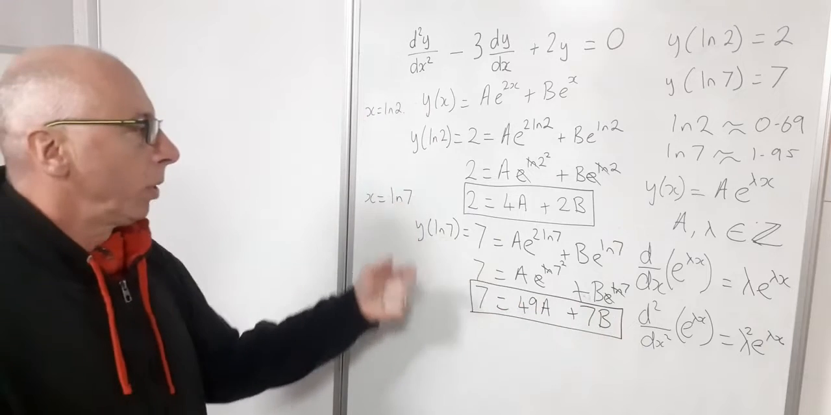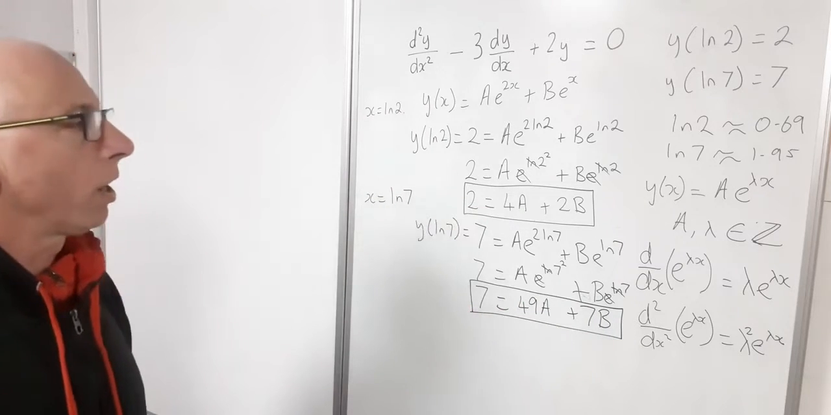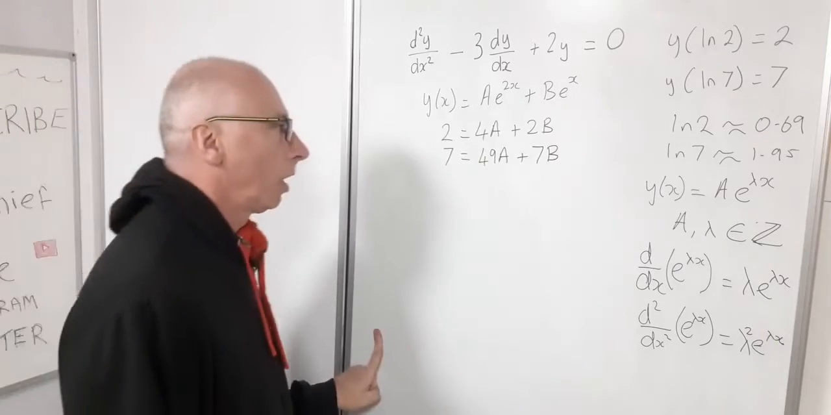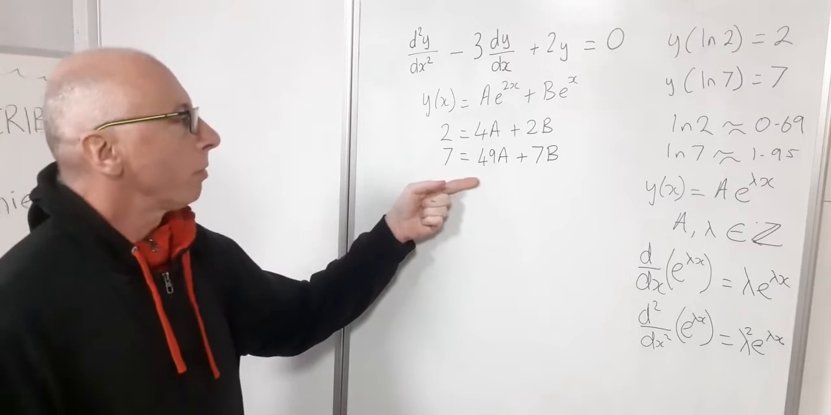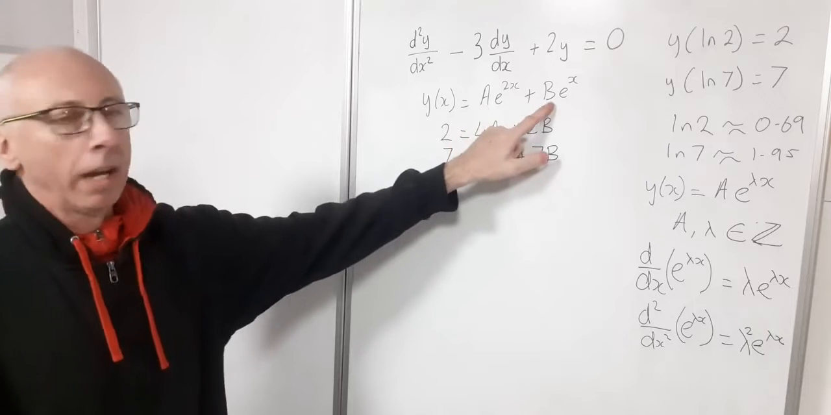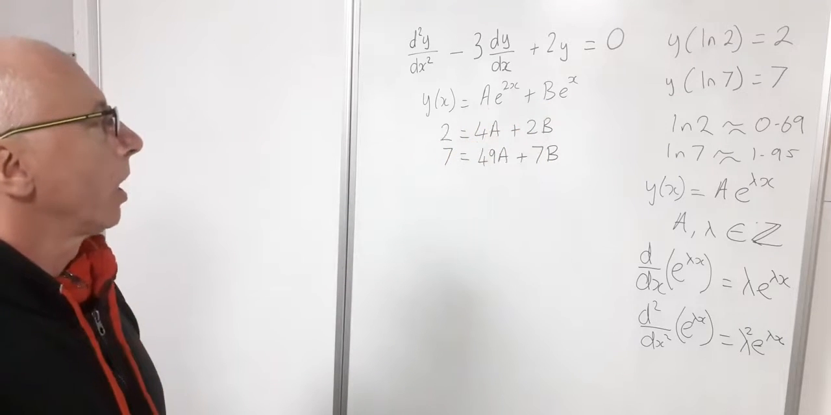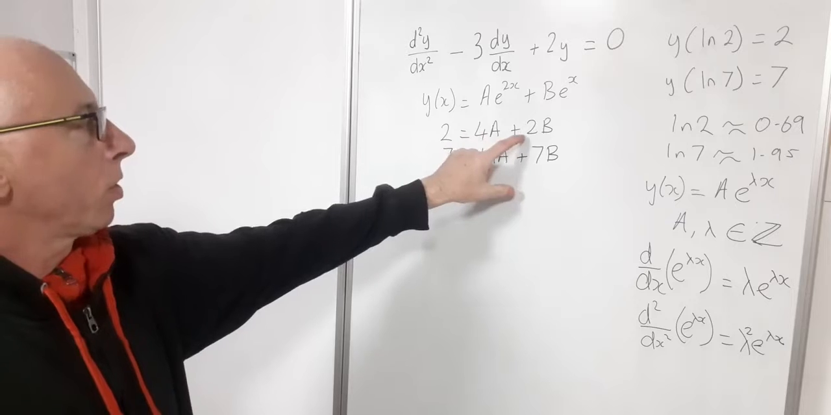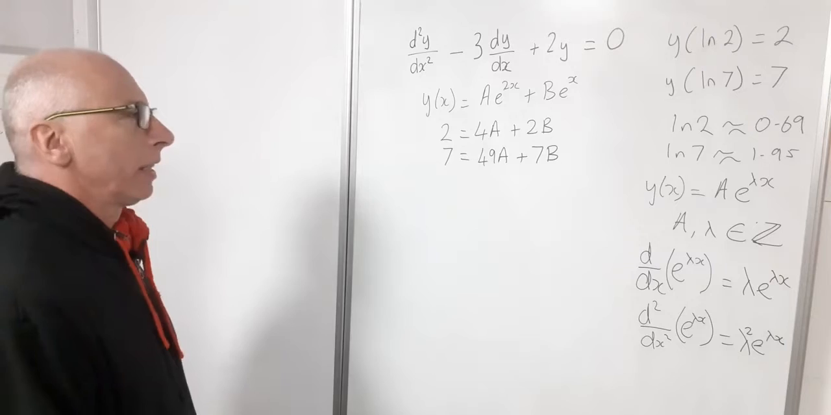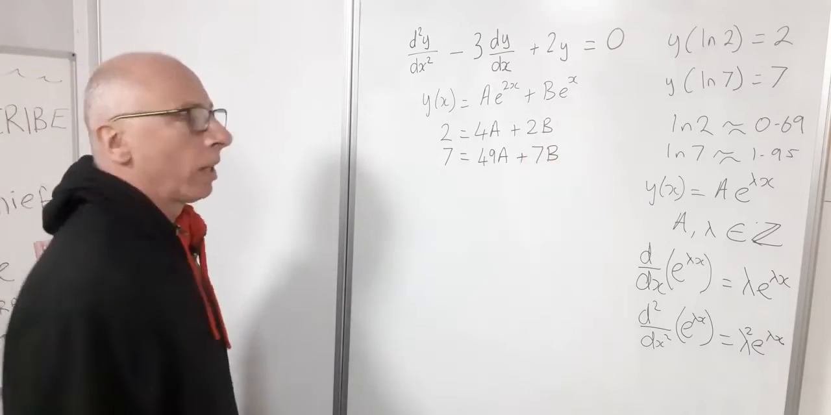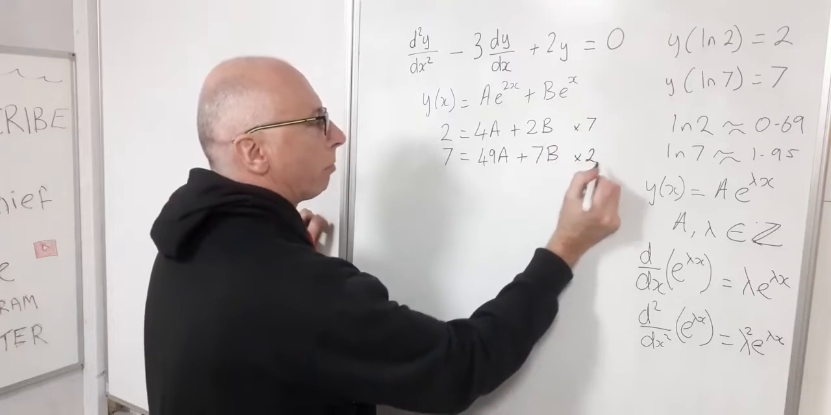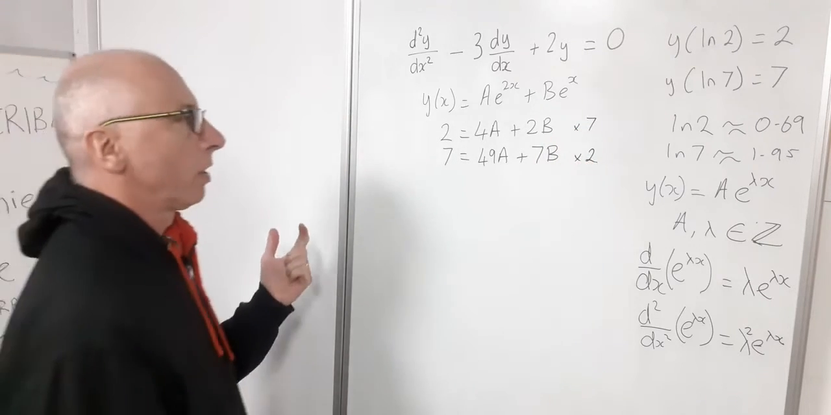Okay, so there's another building block for my final answer. So now let's take this off the board and let's do some simultaneous equations, and hopefully we can find our final solution for this question. Okay, so now I've got my setup to hopefully try and solve for my constants a and b. That's my goal now, and then I've got my final answer. So 2 equals 4a plus 2b, and 7 equals 49a plus 7b. Now let's get these b's equal and then let's subtract. So if I multiply this one by 7, multiply this one by 2, and then we'll get somewhere.